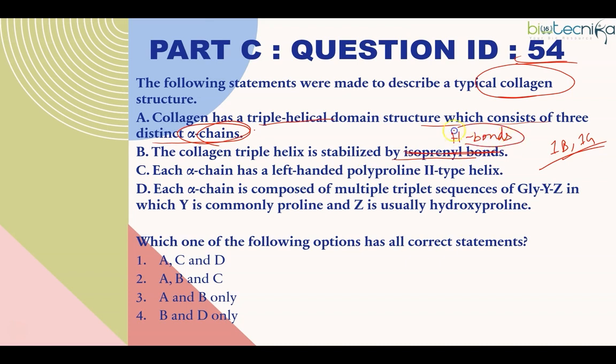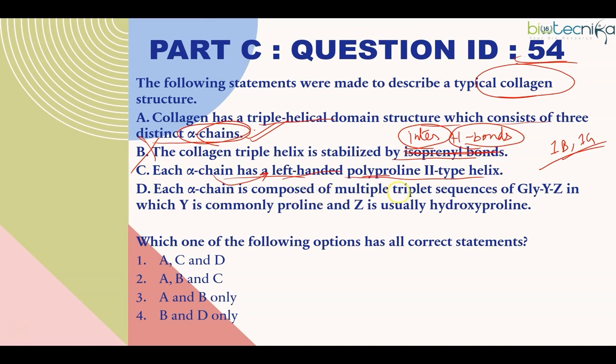There are intermolecular hydrogen bonds formed between the 3 alpha chains. So B will be wrong over here. Each alpha chain has a left-handed polyproline 2 type helix. Yes, collagen alpha chains are not like a right-handed alpha helix. They are actually left-handed, and they have a lot of proline, so they kind of resemble the polyproline type 2 helix.